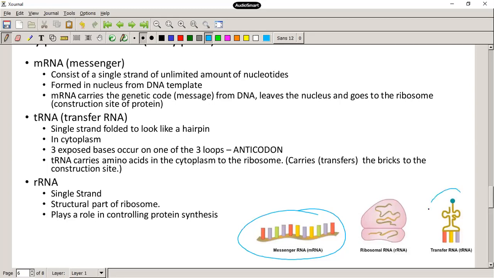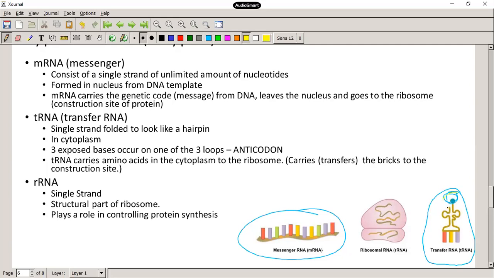Second one is my tRNA. tRNA has a very distinctive shape. It almost looks like a paperclip type of structure. And it's a single strand, but it's folded to look like a hairpin. Yeah, I can see that. And it's in the cytoplasm. It's not in the nucleus, only in the cytoplasm. And it always carries an amino acid. There's the amino acid.